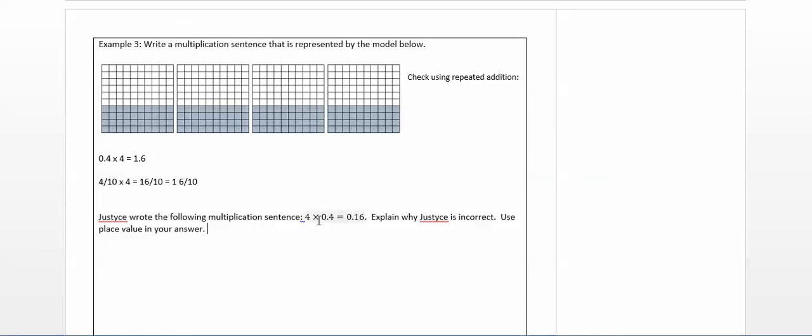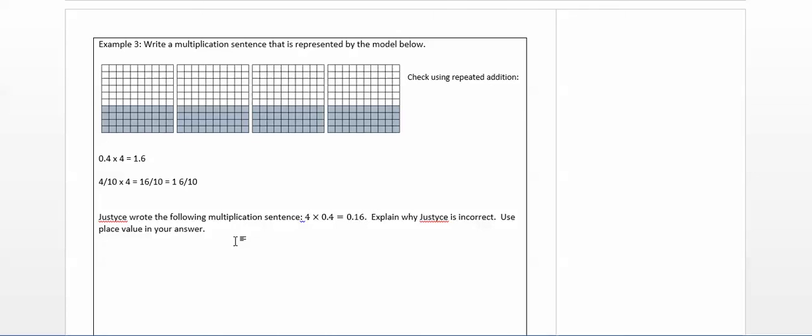Justice wrote the following multiplication sentence. 4 times 4/10 is equal to 16/100. Explain why Justice is incorrect. Use place value in your answer. So we know that 16/100 is less than 4/10. Because 16/100 is less than 4/10, this is not a reasonable answer, because I multiplied 4, which is a number greater than 1, by 4/10. 4 times 4/10, I shouldn't have a number that's less than this original number, 4/10.